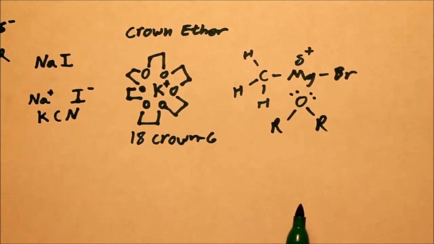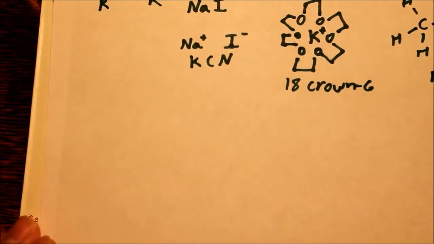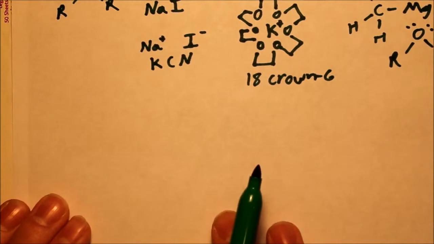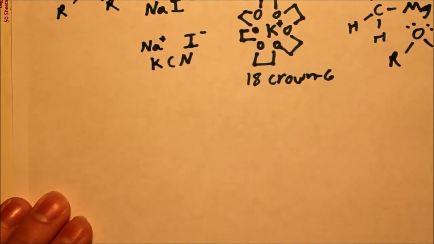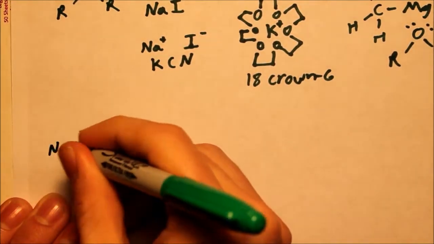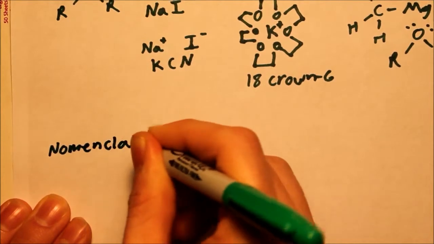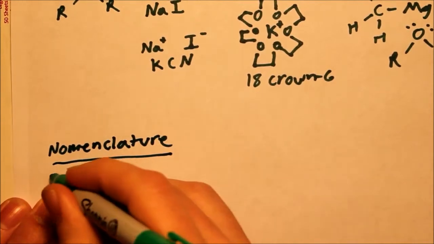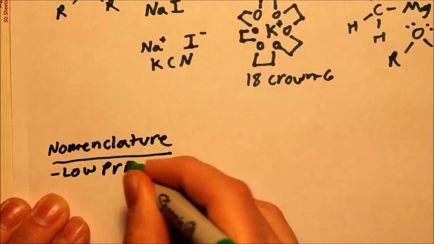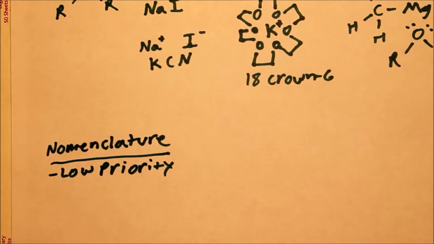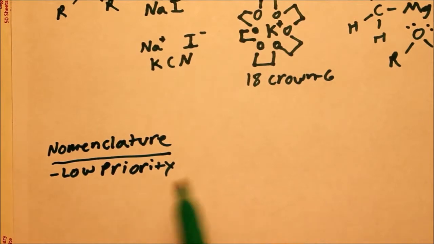Now the next part I want to talk a little bit about is nomenclature, because nomenclature is very, very important in chem, especially OChem 2, because that's when you get into much more difficult nomenclature topics. So when we do nomenclature for ethers, we have to remember that ethers have a very low priority. So they're not very important in the grand scheme of things. Not like a cyano group or carboxylic acid; those are much, much higher, along with aldehydes and alcohols.